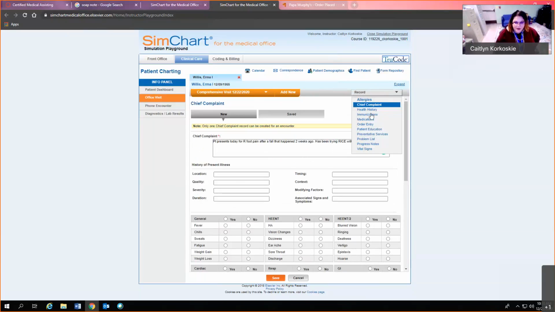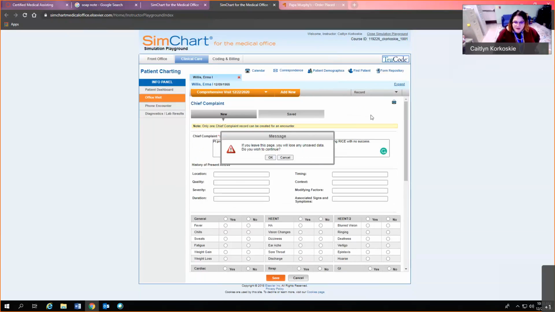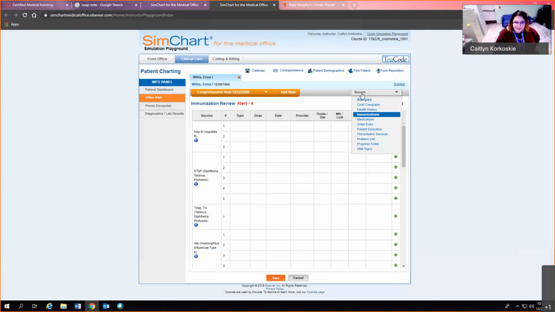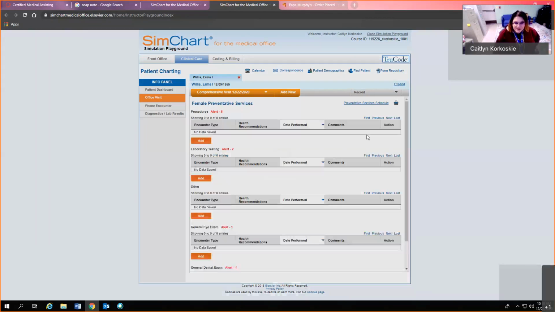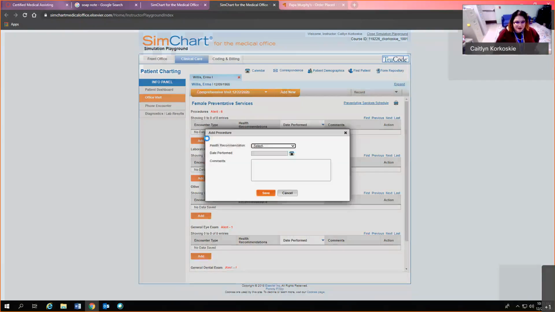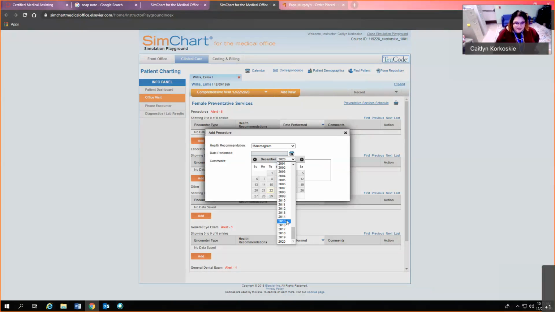So I'm going to go over, and immunizations we could go through in here. All right, preventative services. So let's go in here. Let's say this person is supposed to have laboratory testing every few months and a mammogram and such. This is where you go over and find that information. So we'll type in mammogram, and for the last one performed, let's select some time ago.